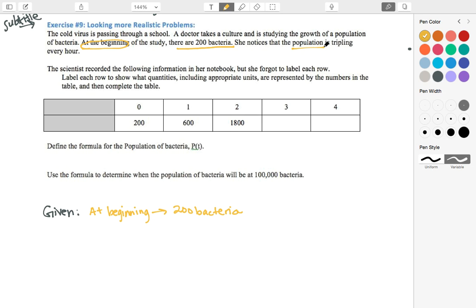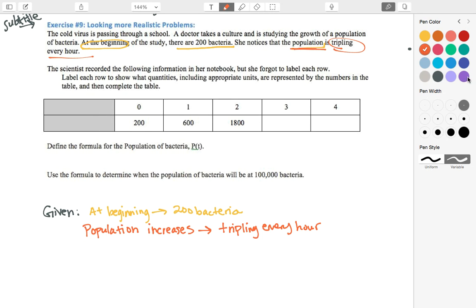Also, we know that the population is tripling every hour. So we can also say population increases by tripling every hour. Okay, so that's all we know.